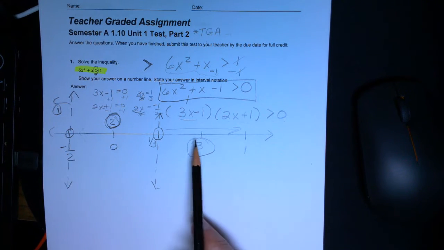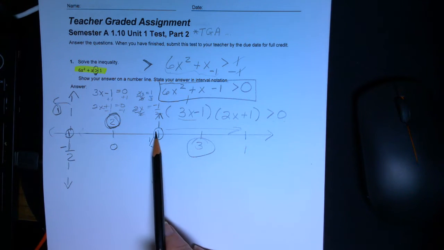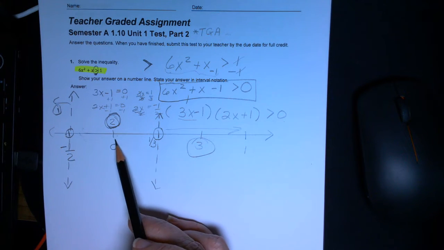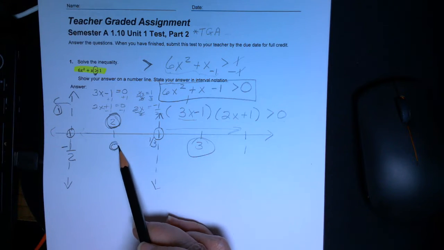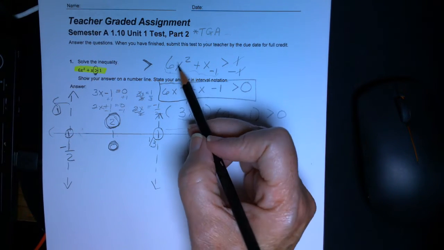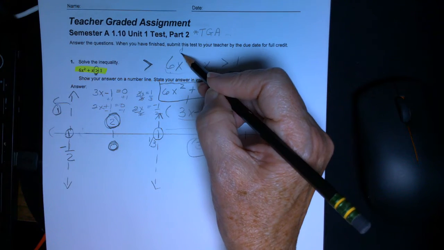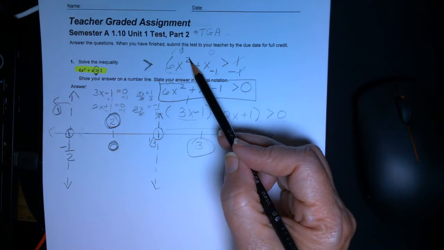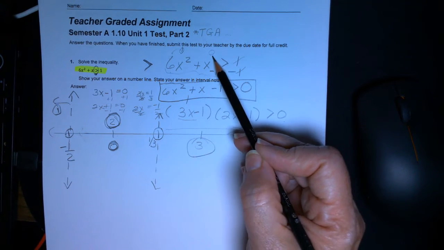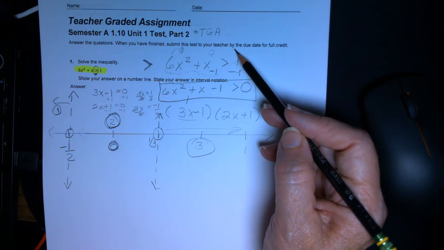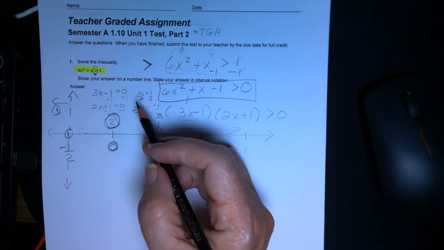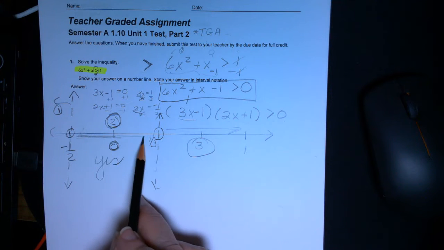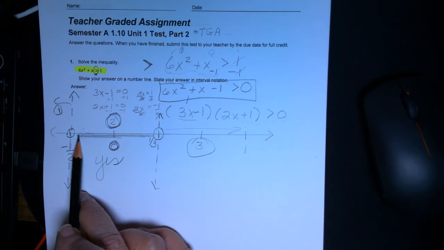Now I'm going to find any point in these three areas and plug it into my inequality to see if I have a true statement. So I'm going to start with the easiest one, 0. 0 is right here. Plug it in and we'll get 0 times 6 is 0, plus 0, because 0 squared is 0. Is 0 greater than -1? Yes. So any point that you choose in this area will make that statement true.